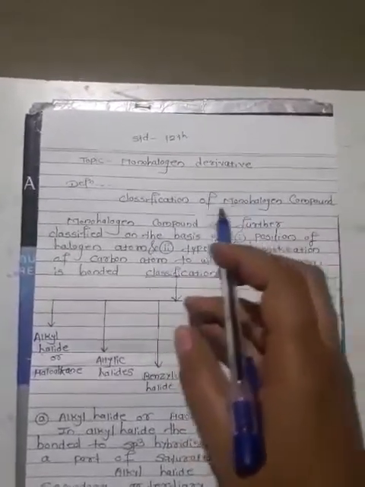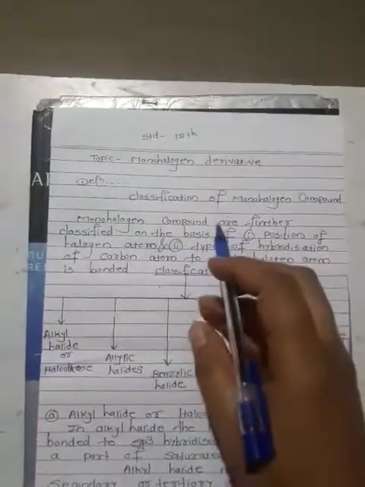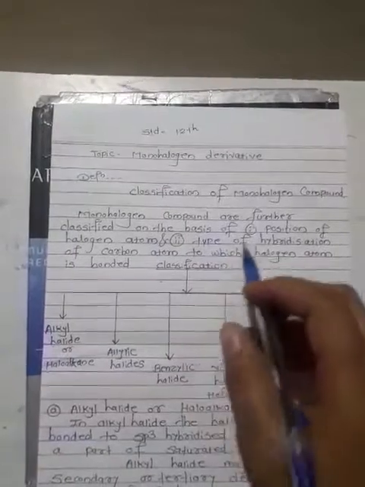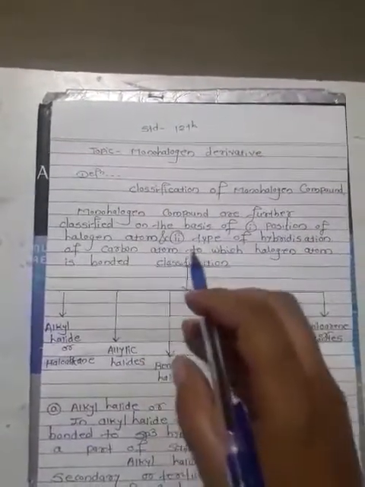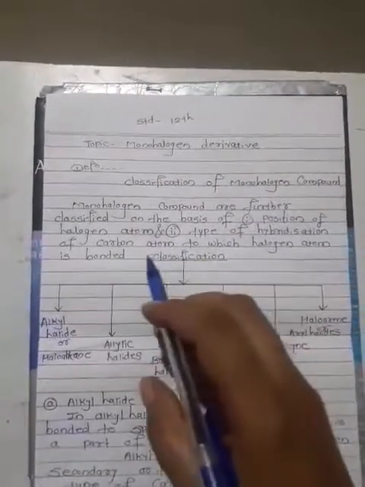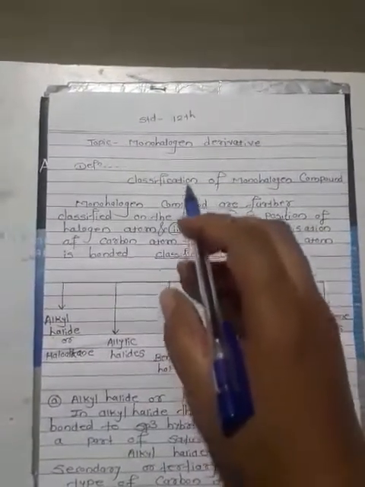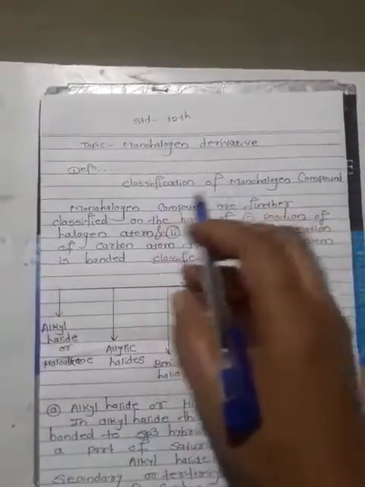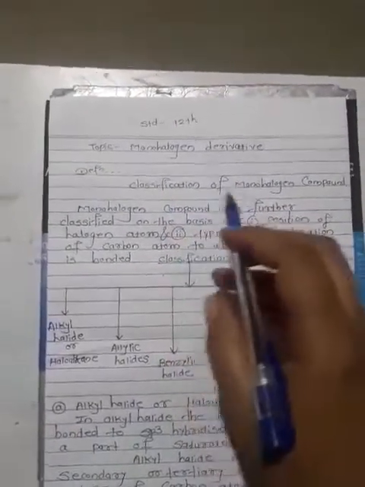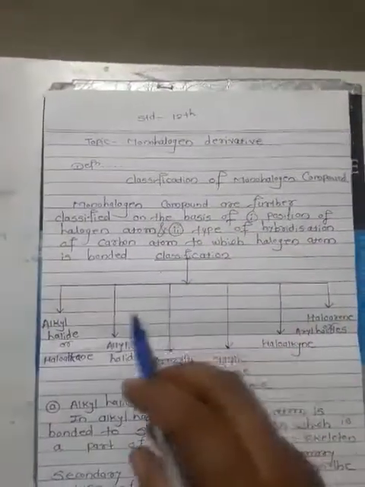Monohalogen compounds are further classified on the basis of two things. First is the position of the halogen atom, and second is the type of hybridization of the carbon atom to which the halogen atom is bonded. These two points are the basis for the classification of monohalogen derivatives. Here the diagram is shown.